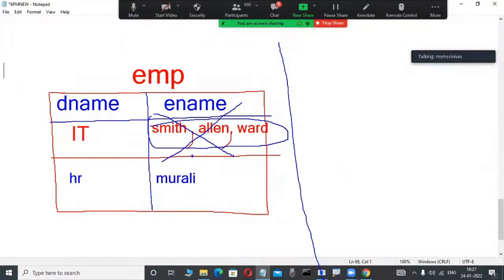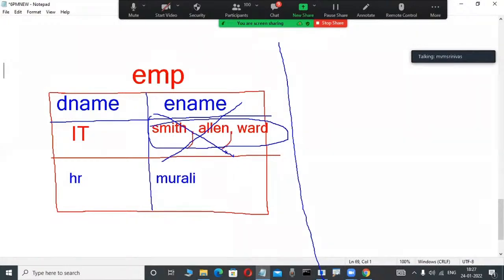The interviewer asks, do you have any idea why in each and every cell you are representing only one value? Why are we unable to represent multiple values separated with comma in a single cell in relational data model products, either Oracle, SQL Server, or DB2? They're asking. Nobody tells the reasons. There is a reason.